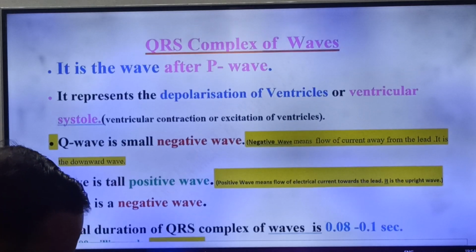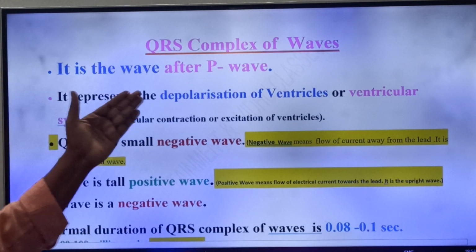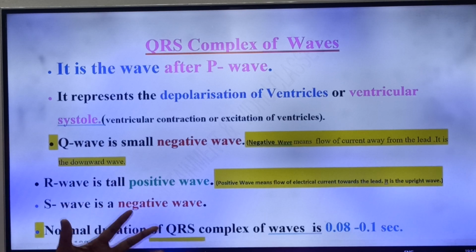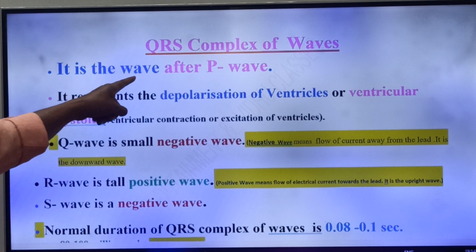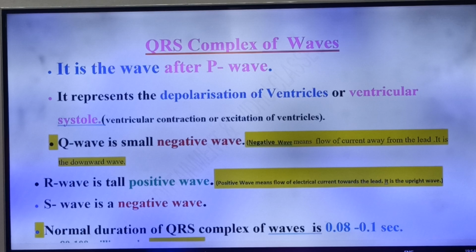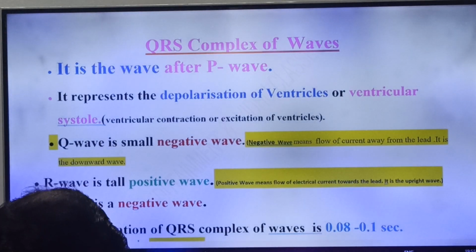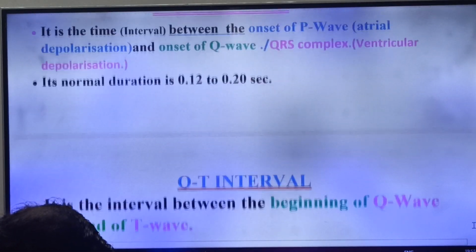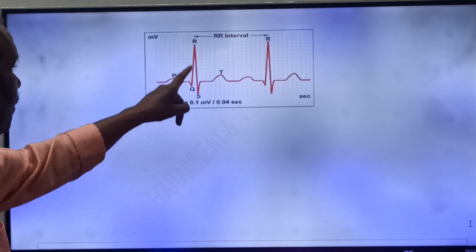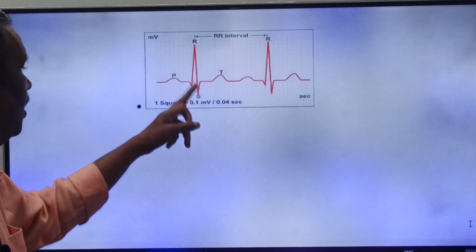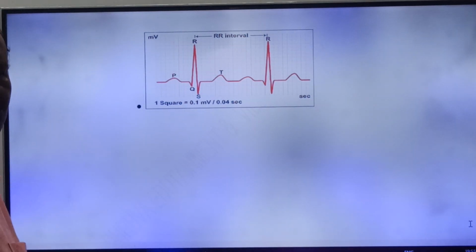Now come to the QRS complex waves. Friends, there is the Q wave, R wave and S wave. These three together form the QRS complex of waves. It is a wave after the P wave. After the P wave we have the QRS complex waves. These three together constitute one wave, that is the QRS complex wave.